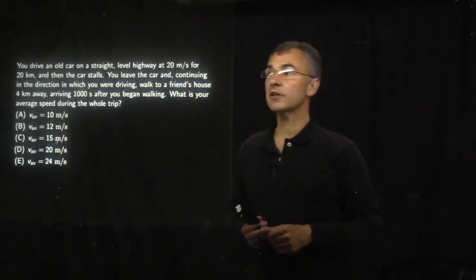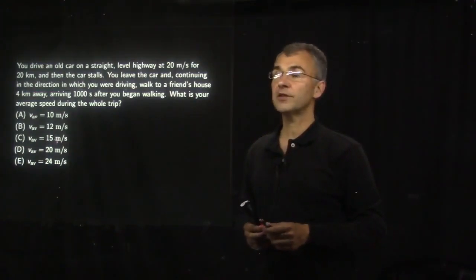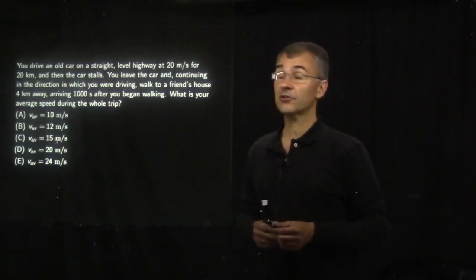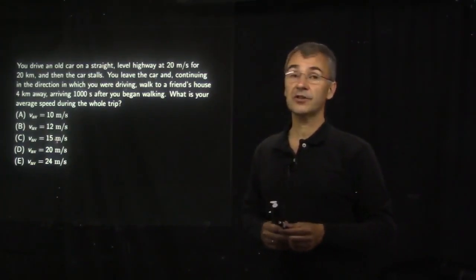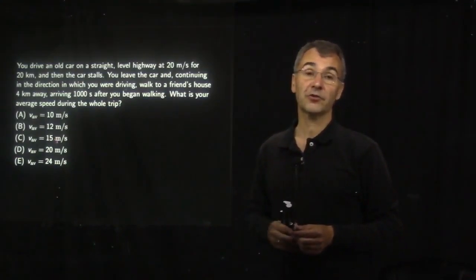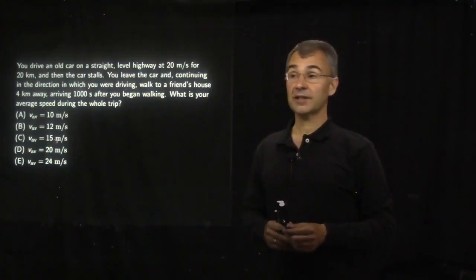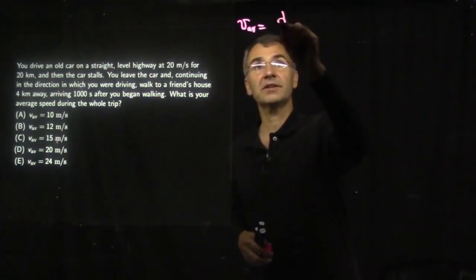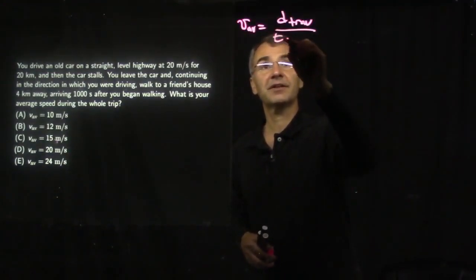You drive an old car on a straight level highway at 20 meters per second for 20 kilometers, which is 20,000 meters. And then the car stalls. You leave the car and, continuing in the direction you were driving, you walk to a friend's house 4 kilometers, that's 4,000 meters away, arriving 1,000 seconds after you began walking. Well, what is your average speed during the whole trip? Well, average speed is the distance traveled divided by the elapsed time.